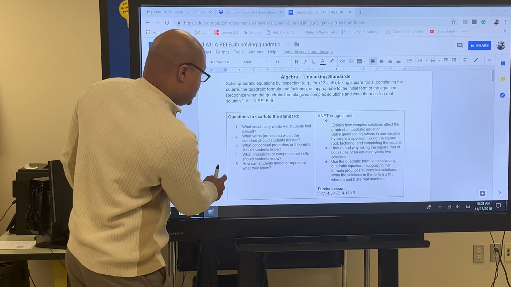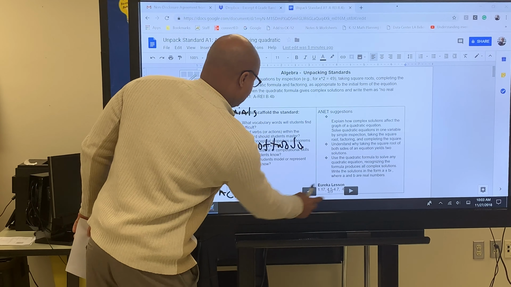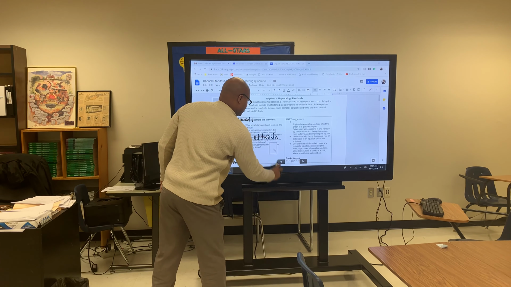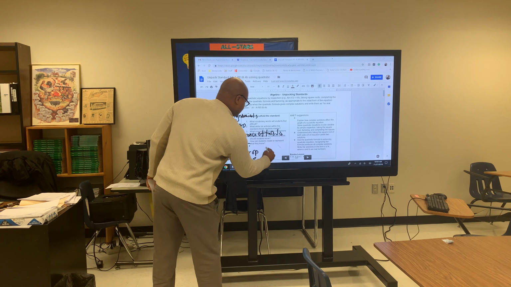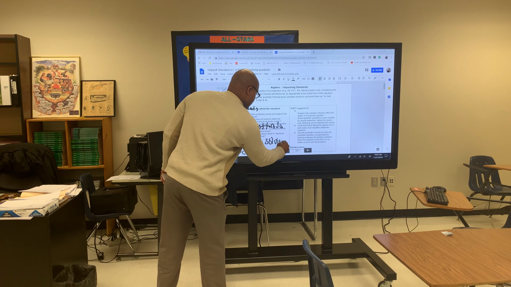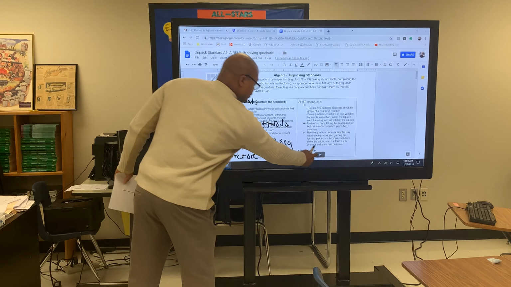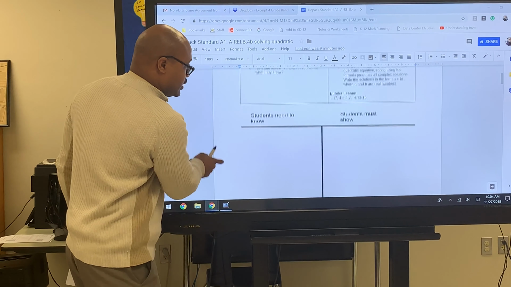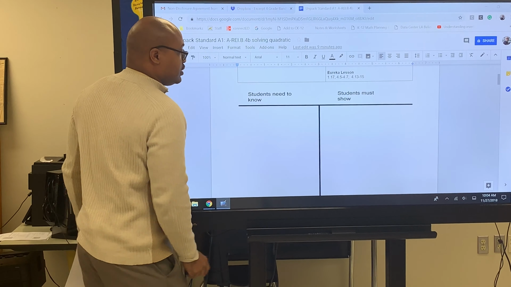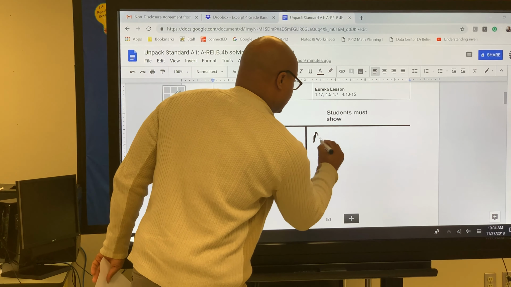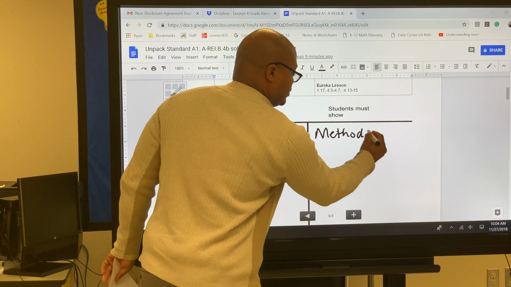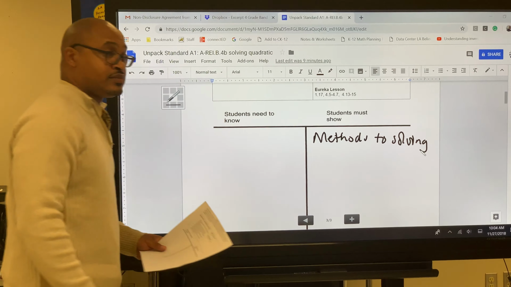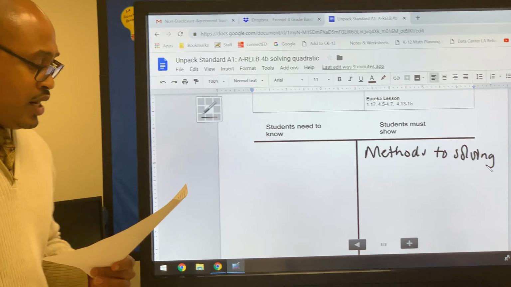Completing the square. We'll go back and review that. Solving equations, yeah, solving equations is important. So we can go back to solving, and then the methods to solve it would be factoring, the quadratic formula, completing the square. Those would be the methods. So you would say methods to solve. Okay, what else? Showing those steps. All right, showing steps.